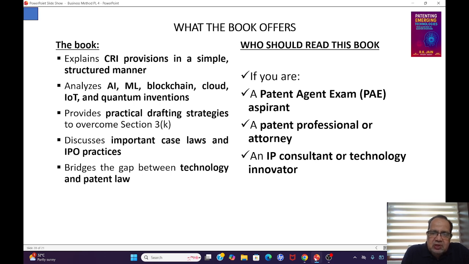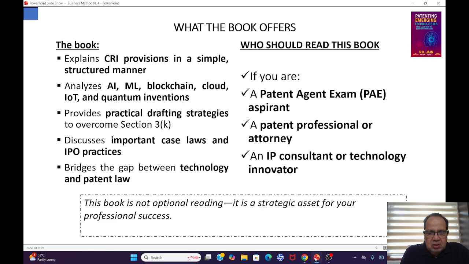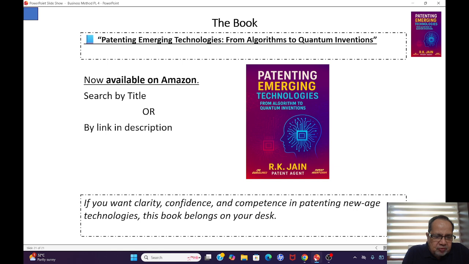So hence, we feel that the patent agent exam aspirants, the patent professionals and attorneys, and primarily, as we outlined above, the technology innovators who want to build a good patent application for grant of the patent, would stand to benefit from this book. This book would not be an optional reading given the importance of new emerging technologies out there. It is a strategic asset for your professional success. If you really want to do well, then you better equip yourselves with the latest developments of the patent office and the requirements of patenting these emerging technologies for achieving more professional success.